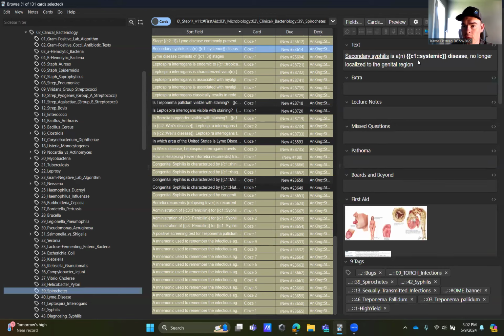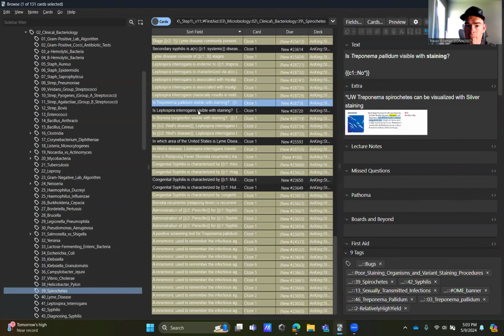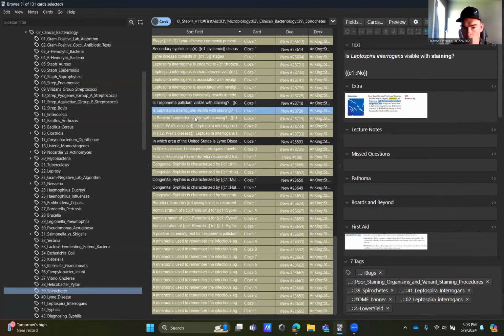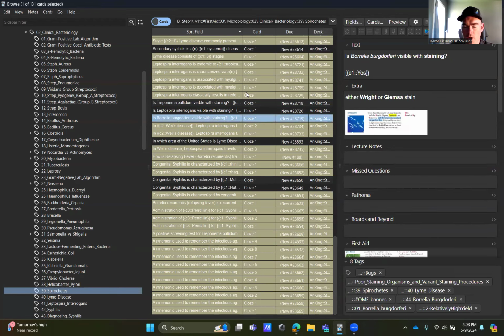So secondary syphilis is a systemic disease, no longer localized to the genital region. Pick that card up, and that's where we'll start now. After that card, you want to skip 6, pick up this card, talking about, is it visible? It's not. Is it visible? No. This one is no as well. I just didn't activate it or change it.